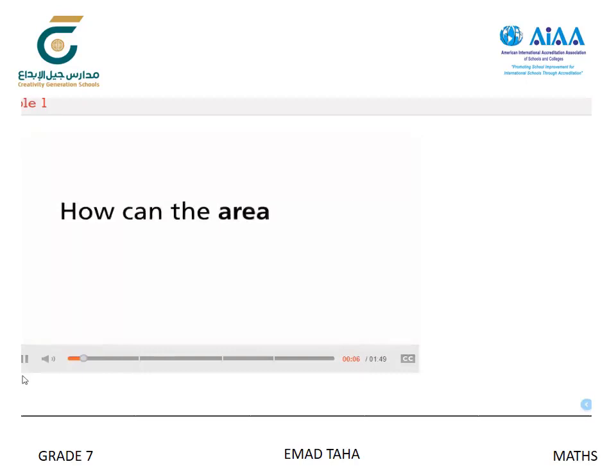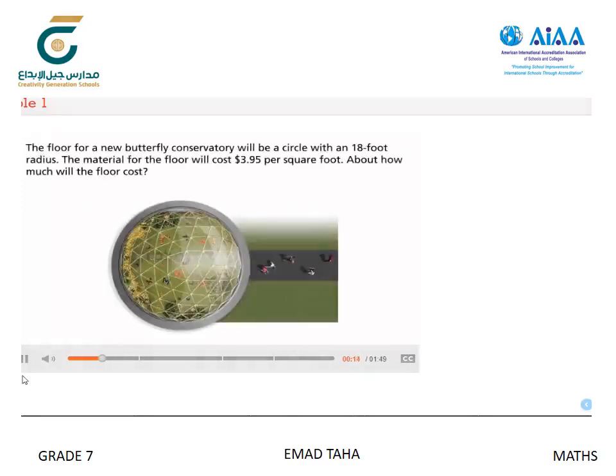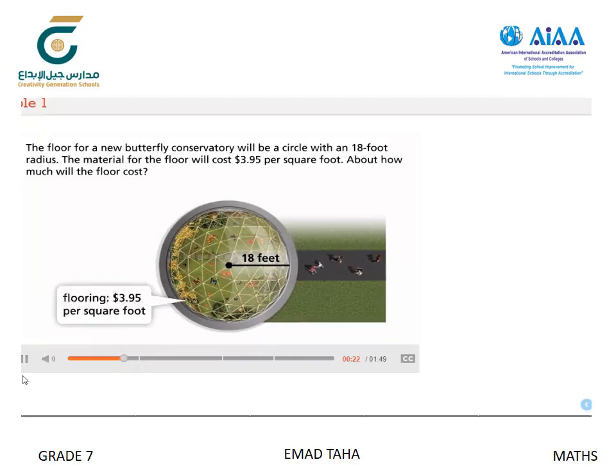How can the area formula for a circle be used to solve problems? Think about this question during the lesson. The floor for a new butterfly conservatory will be a circle with an 18-foot radius. The material for the floor will cost $3.95 per square foot. About how much will the floor cost?